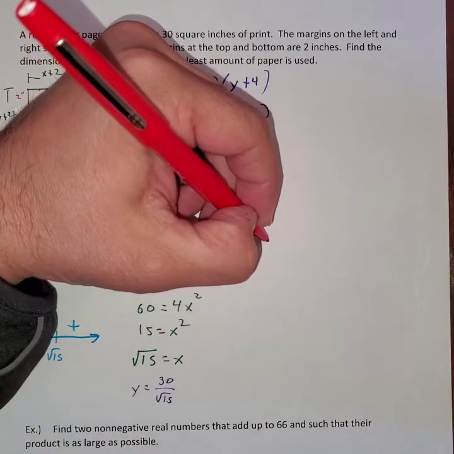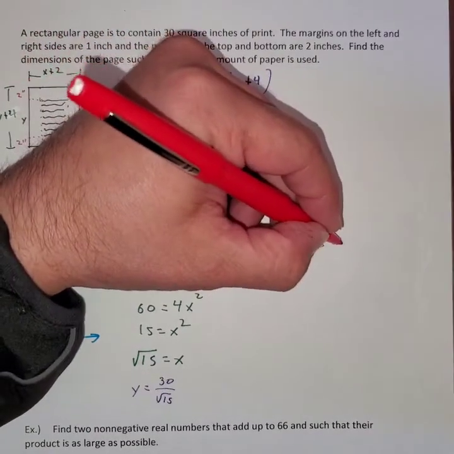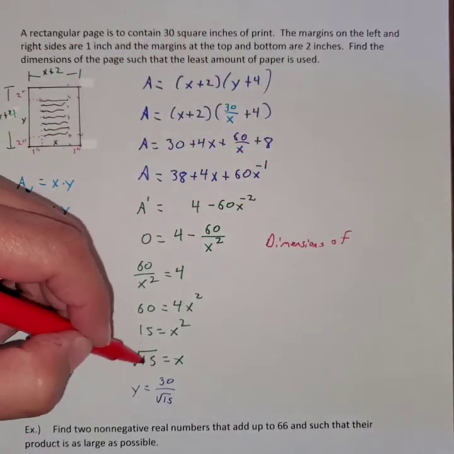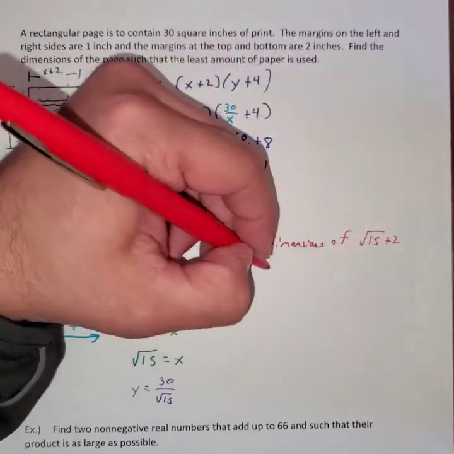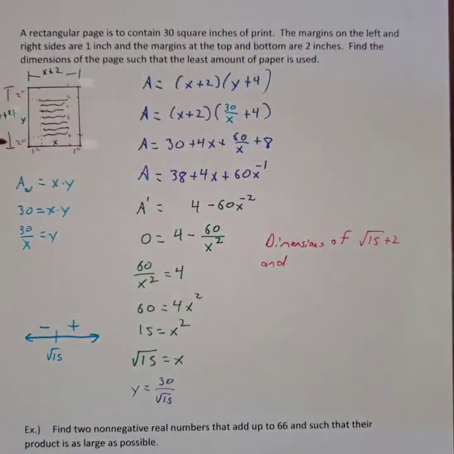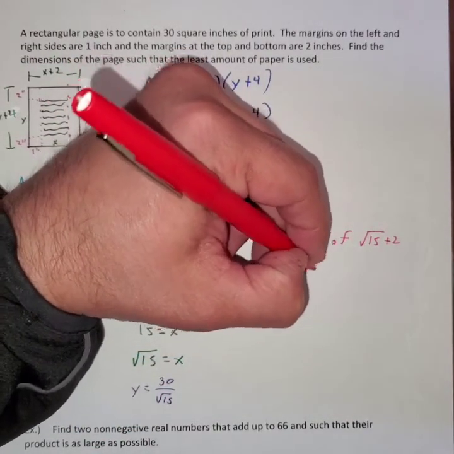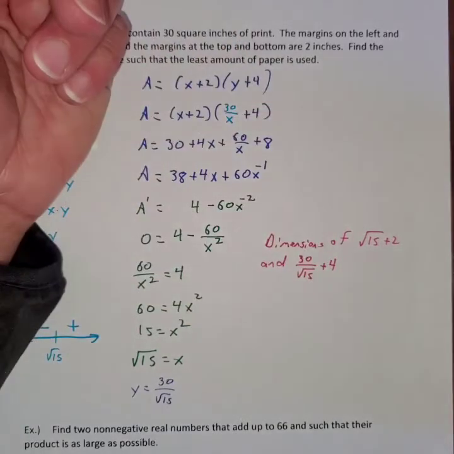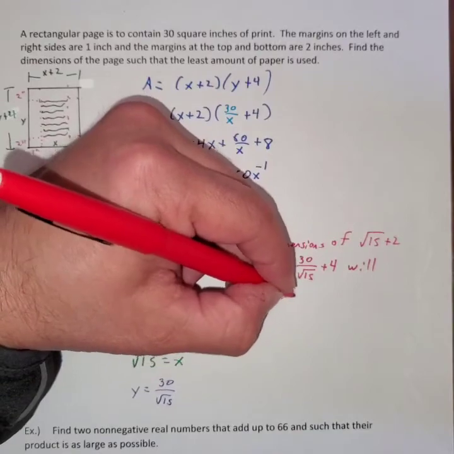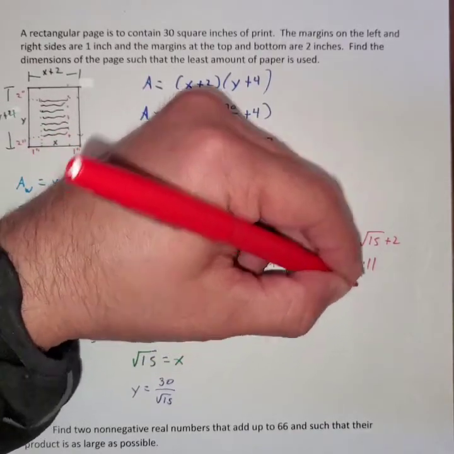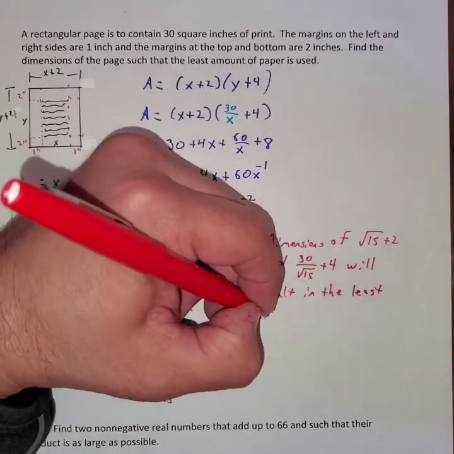So I need to know the dimensions here and here, and I'm going to write that down in my answer. So the dimensions are: square root of 15 plus 2 across, and my up-down dimensions are going to be 30 over square root of 15 plus 4. And those dimensions will result in the least amount of paper being used.